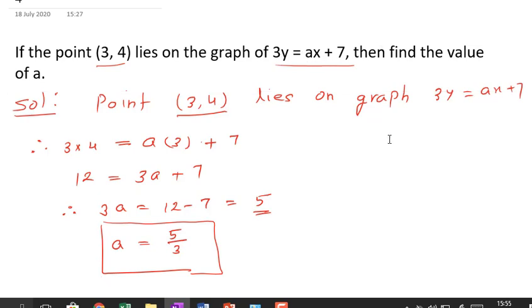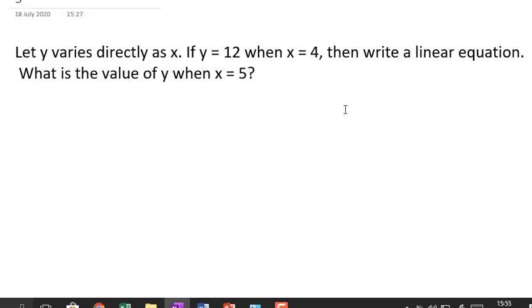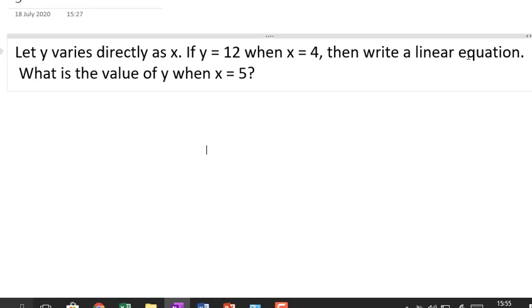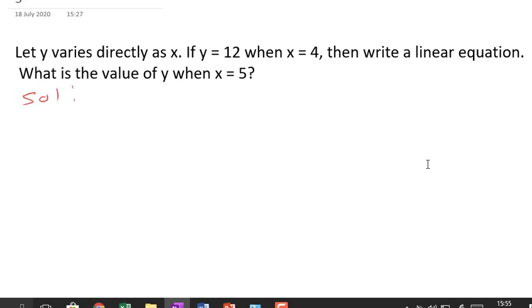Now next question. Let y vary directly as x. If y is 12 when x is 4, then write the linear equation. What is the value of y when x is equal to 5? So here what is given? Here it is given that y varies directly as x. So y is directly proportional to x. We can say that y upon x is some constant. So let us say this constant is k. This is constant.